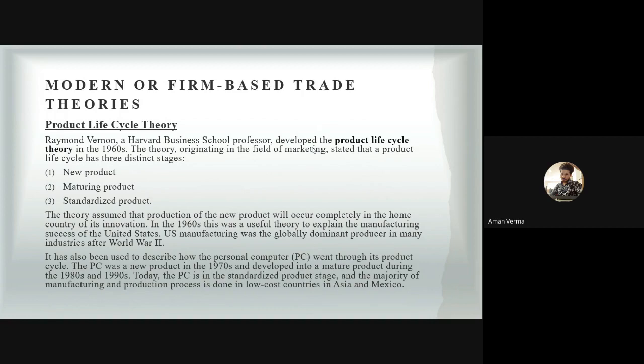First, the product has to come in as a new product, like a company starting and offering an entirely different product. That product will then mature. It is based on the brand stage, and the market is based on that product. And then the standardized product is the stage after maturing.